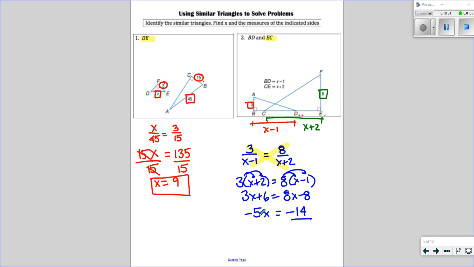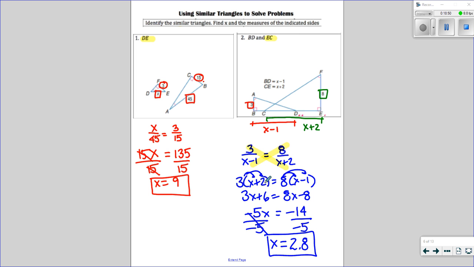And then divide negative 5 on both sides. And I wonder if I could put it into a decimal. 2.8. That's my answer.